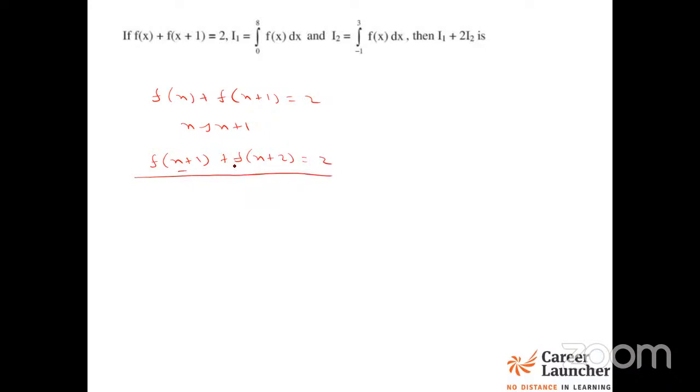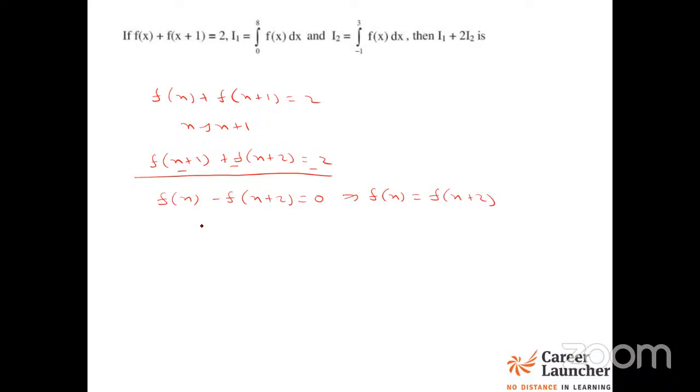Now subtracting the second equation from the first. So the f of x plus 1 term will get cancelled. We get f of x minus f of x plus 2 is equal to 0. So from this we get f of x is equal to f of x plus 2. This is the first equation.